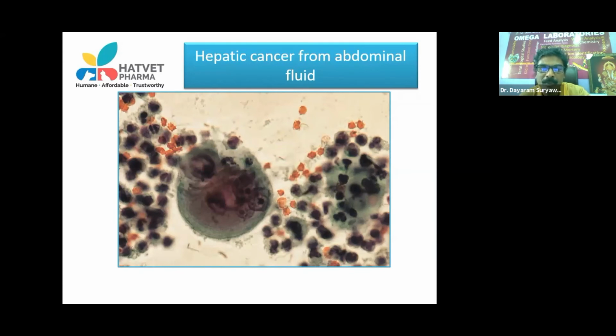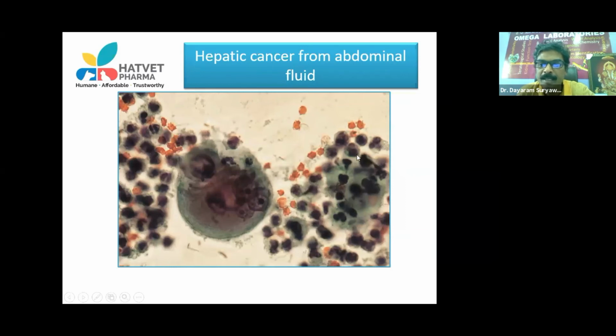So careful examination of the cytological smears or the cytological fluid is needed. Here, in both cases, the cytology was taken and centrifuged, and we are getting such big hepatic cells having pleomorphism and a change in the nuclear to cytoplasm ratio, and you can see two nuclei present in one cytoplasm. So these are the things that can be observed.